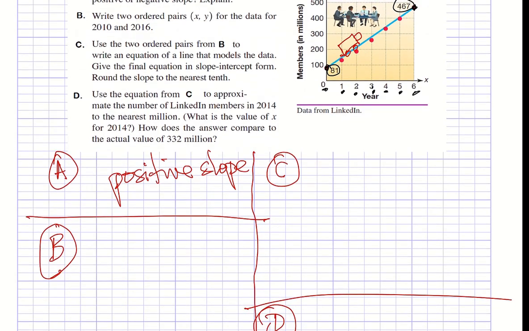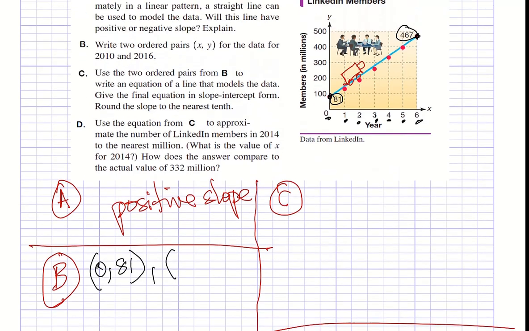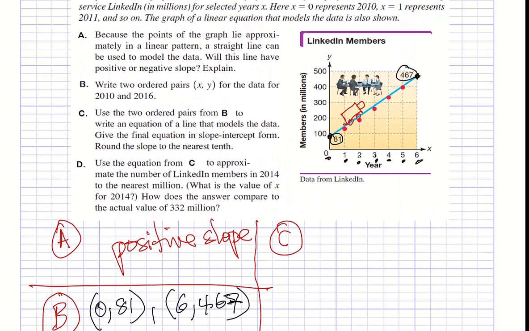So the other pair they want, where X is the year, is 0, 81, because 2010 is 0, 81, and 6, 467. You see that, right? That's what they want: 6, 467 and 0, 81.